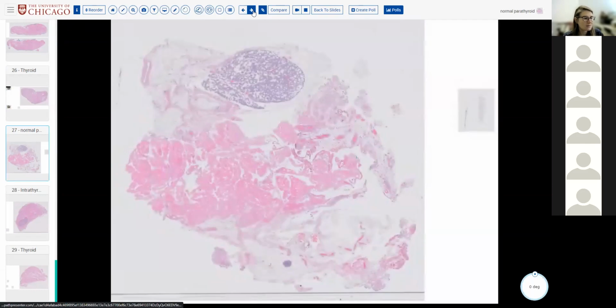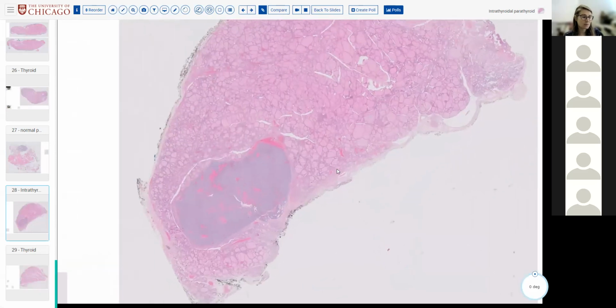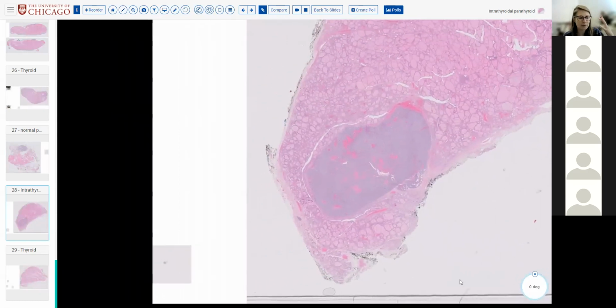Okay, I'm going to show you one other thing. Just remember, the development of the neck is all very complicated. So not only with the thyroid and the parathyroid, but you may see some other structures in and around the thyroid just because of the developmental migration in that area. So sometimes you have parathyroid glands that are completely intrathyroidal, as in this case.